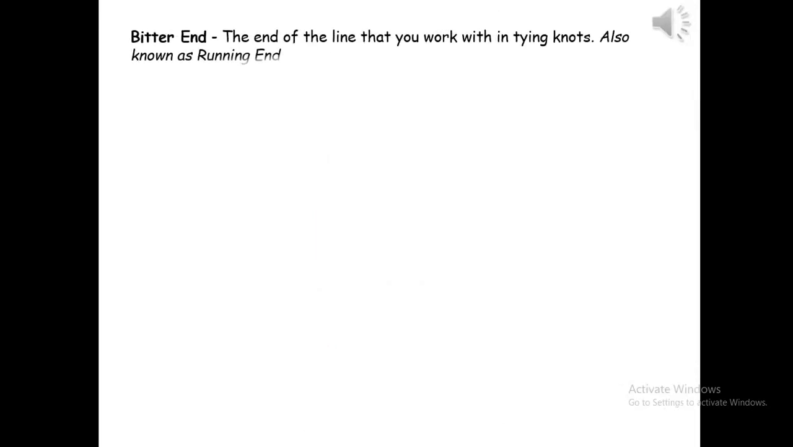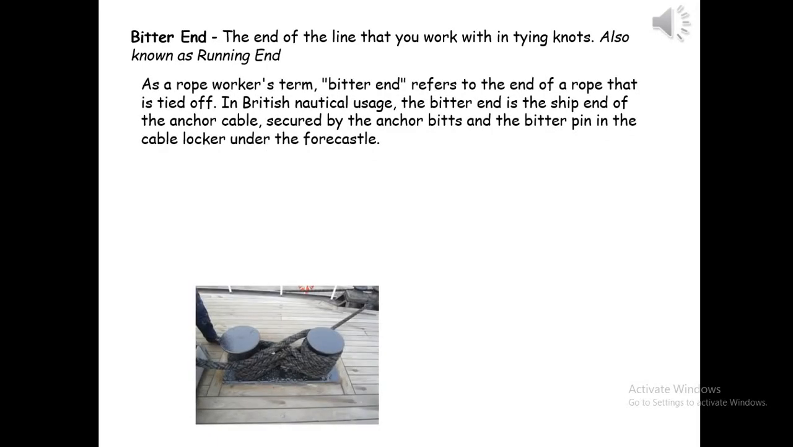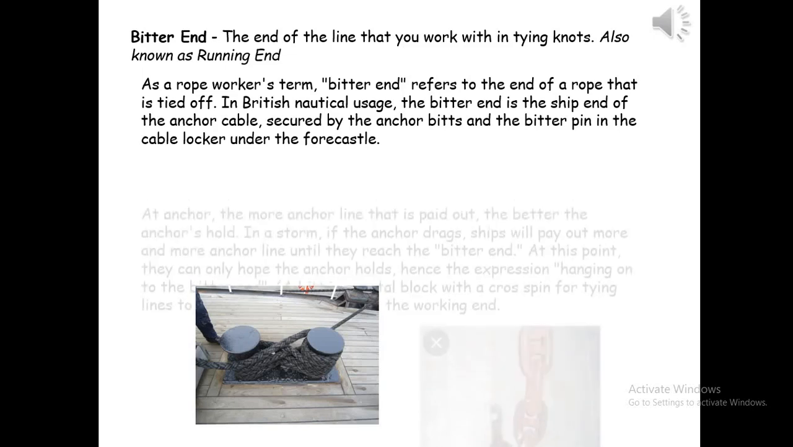Bitter end, the end of the line that you work with in tying knots. Also known as running end. As a rope worker's term, bitter end refers to the end of a rope that is tied off. In British nautical usage, the bitter end is the ship end of the anchor cable, secured by the anchor bitts and the bitter pin in the cable locker under the forecastle.